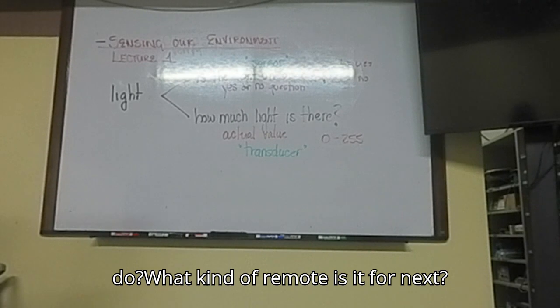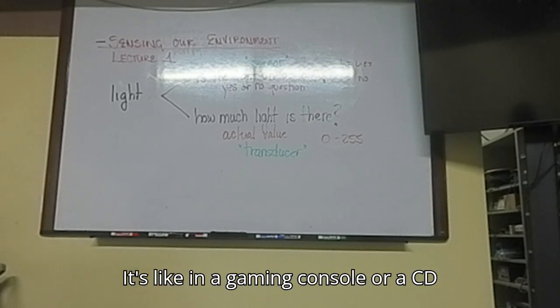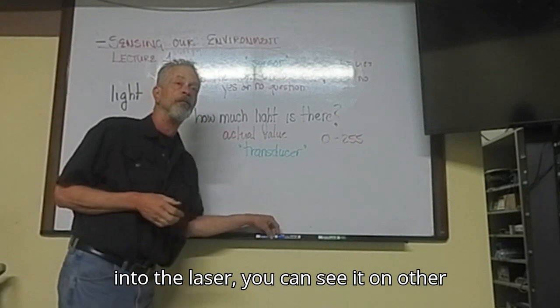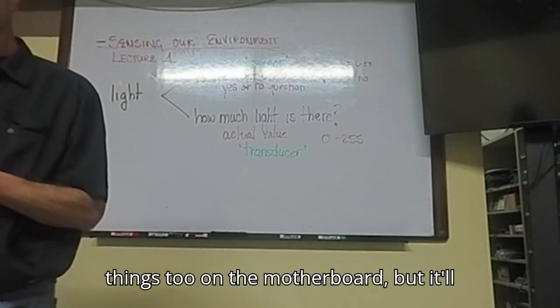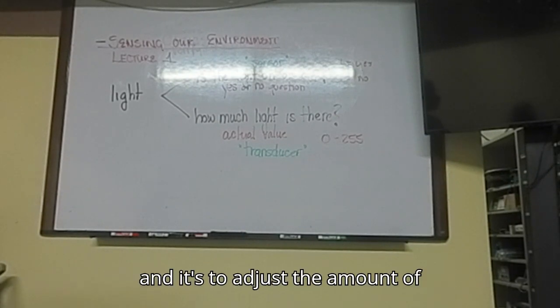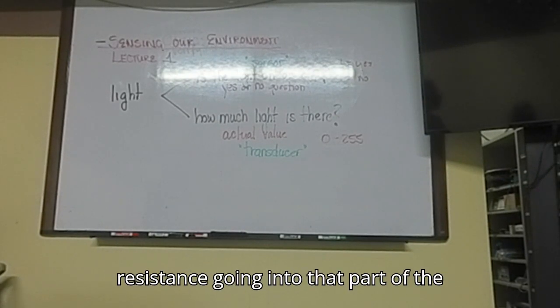I don't know what kind of remote it is for. Is it in a gaming console or a CD player or anything? The ribbon going into the laser, you see them on other things too on the motherboard, but it'll be a little plastic thing with a flathead screw, and you can adjust that. It's to adjust the amount of resistance going into that part of the system.